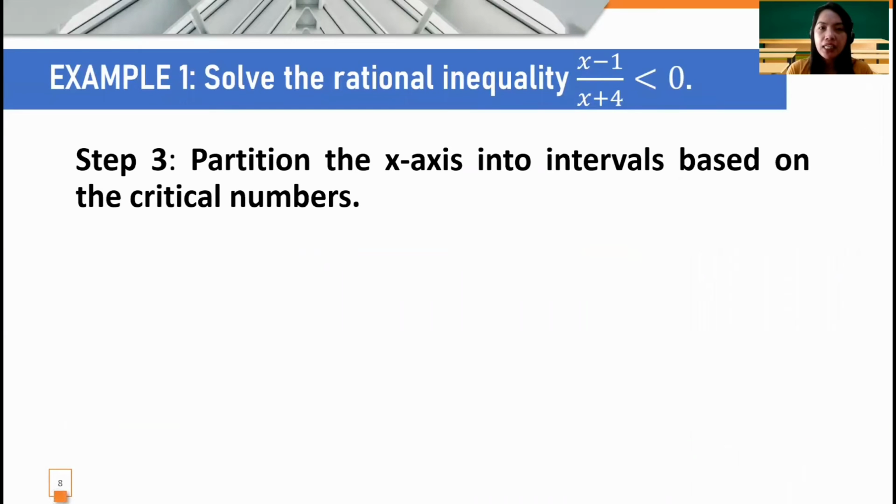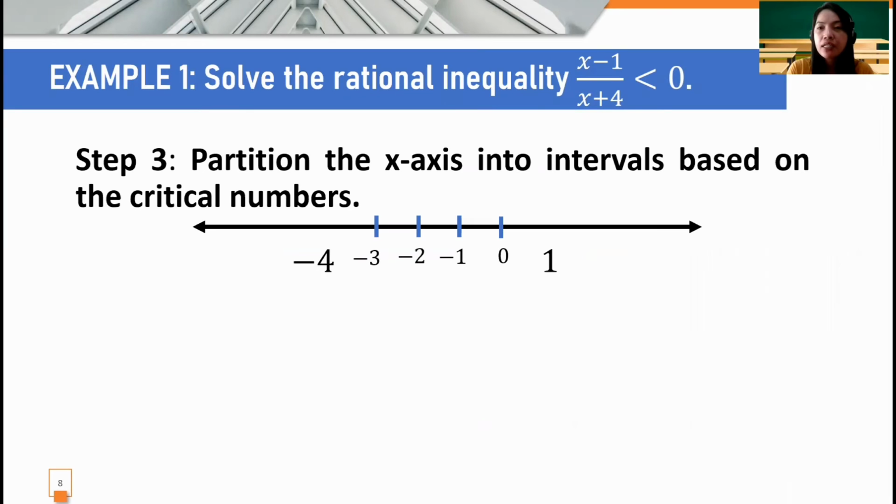So, gagamit ka sa pag-graph sa number line ng shaded circle. Step number 3. Partition the x-axis into intervals based on the critical numbers. Sa pag-graph ng critical numbers sa number line, we have here negative 4 and positive 1 na nakuha natin sa step number 2. Nilagay ko din yung mga numbers in between the critical numbers.